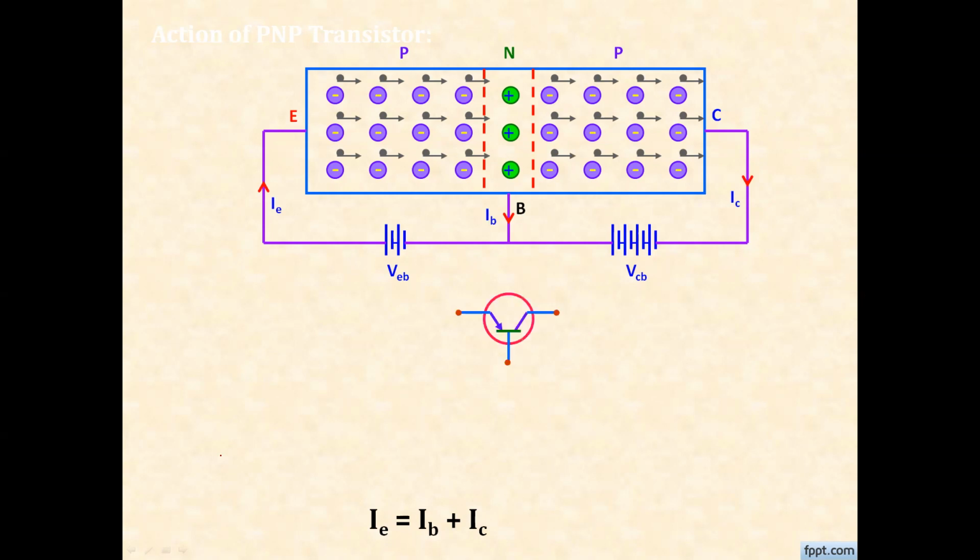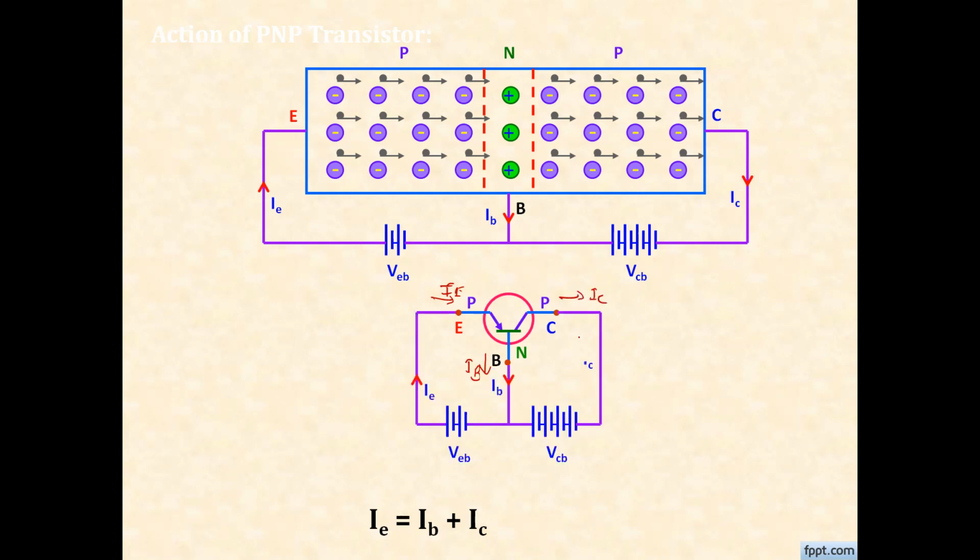So in this PNP type of transistor, the emitter current, see, is an incoming current. So definitely the base current is an outgoing current and the collector current is also an outgoing current. This is the difference between the PNP type of transistor and the NPN type of transistor. Get it, my point? Okay. So this is about the action of NPN and PNP type of transistor here.